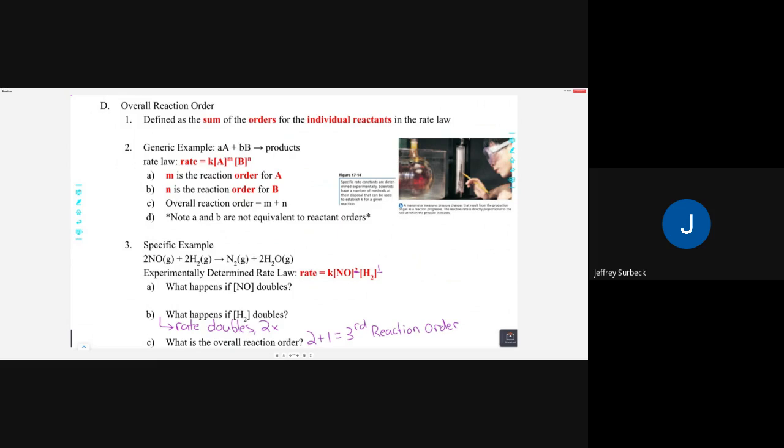Okay. Now, up top here on question A, it says, what happens if we double the concentration of nitrogen monoxide, or NO? Again, let's say we went from 1 to 2. So now 2 squared from that 2 power, 2 squared is what? It is 4. So our rate increases by 4 times. Or if you want to say quadrupled, that means the same thing.